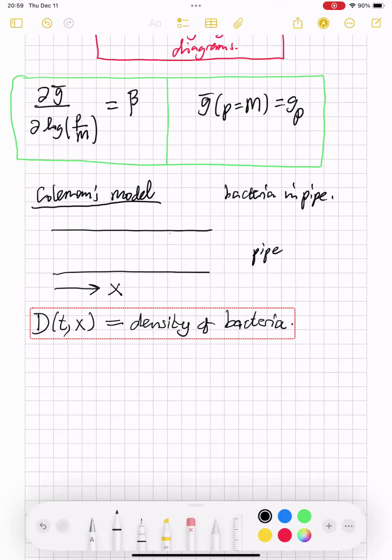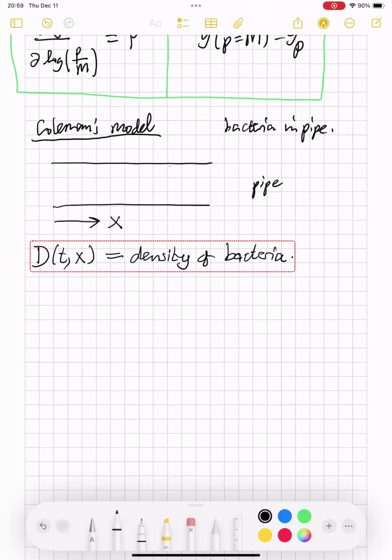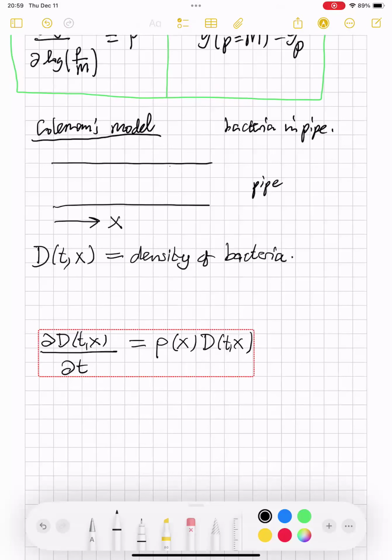This is pretty standard growth in epidemiology. So we will say that the change in the population of bacteria, dx/dt, is proportional to the current density of bacteria. And that makes sense because it's your current population that's going to be reproducing to produce your future population. So that's pretty straightforward, just exponential growth.